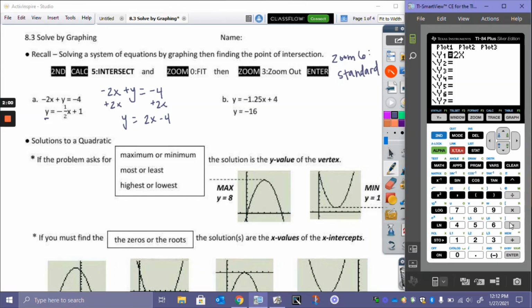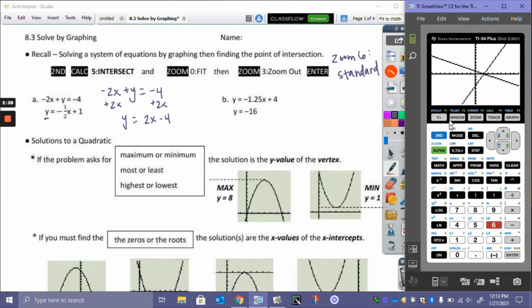2x minus 4. And then our y sub 2 we'll put in the second one. So negative 1/2. I'm going to put this in as an actual fraction. So negative 1/2 x plus 1. All right. And just for the heck of it, I want you guys to hit graph and look at this graph. Okay. It looks like my graph is zoomed in because we have these thick lines. So I'm going to go to zoom and go to zoom standard, number 6.